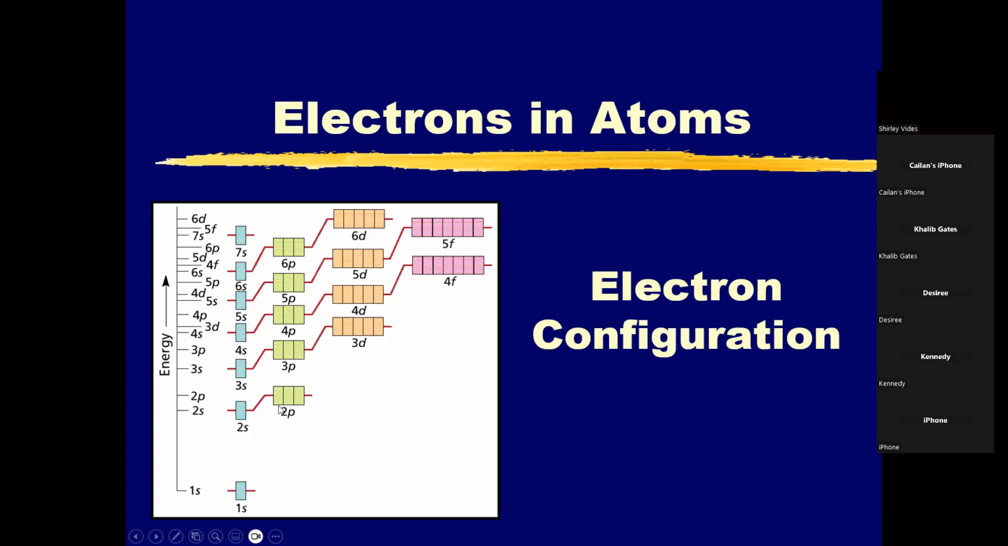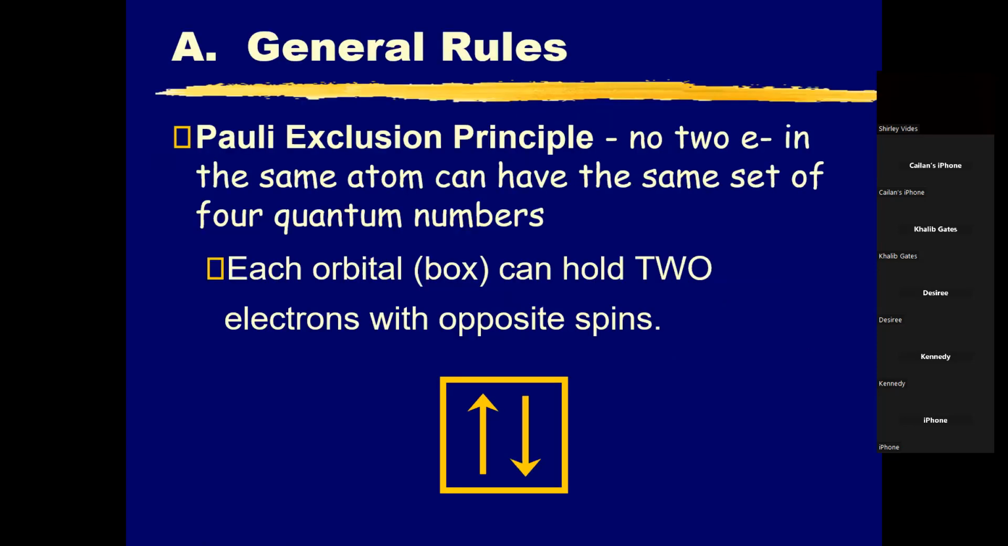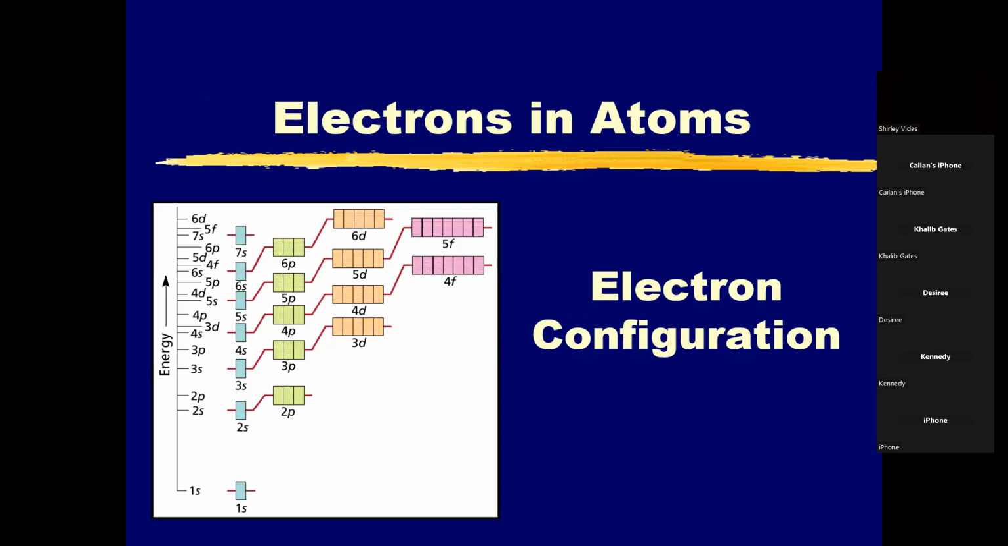And the reason that you have 3 little boxes and 5 little boxes and 7 little boxes is because different types of orbitals can hold a different number. And I'm going to write that down here so you'll remember.